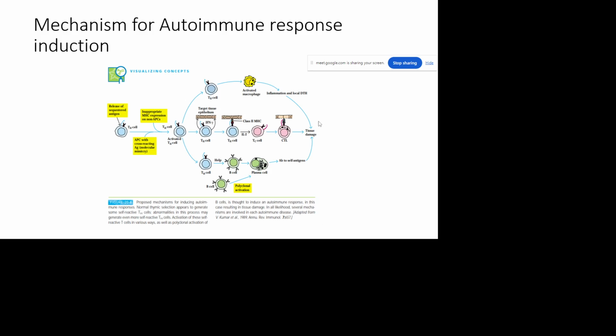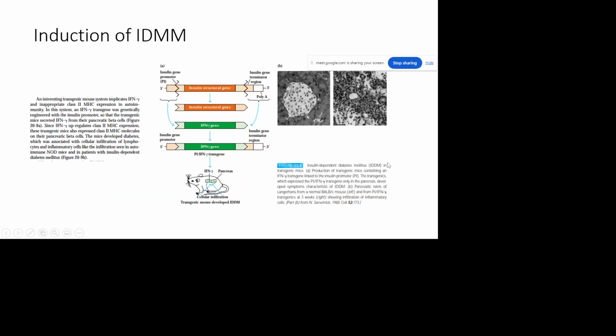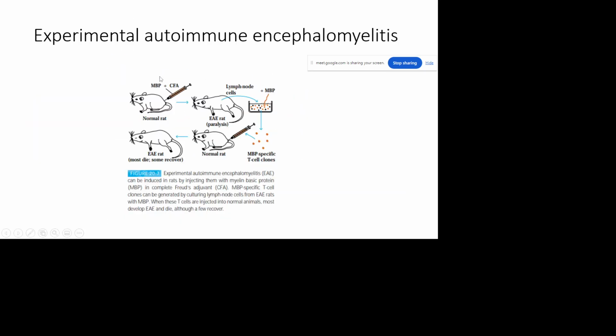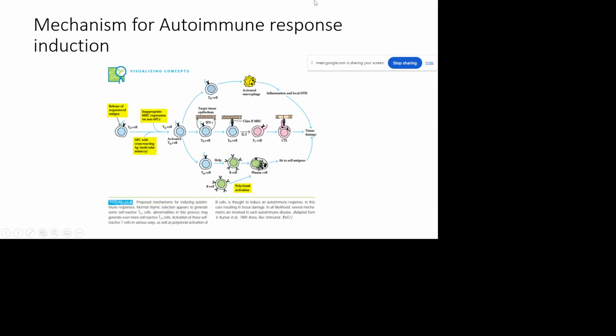So that's how tissue damage can occur by these three possible pathways to induce the autoimmune response, which was done here experimentally. If you want to induce autoimmunity, these are the possible mechanisms for the autoimmune response induction. If you have any doubt, you can ask.